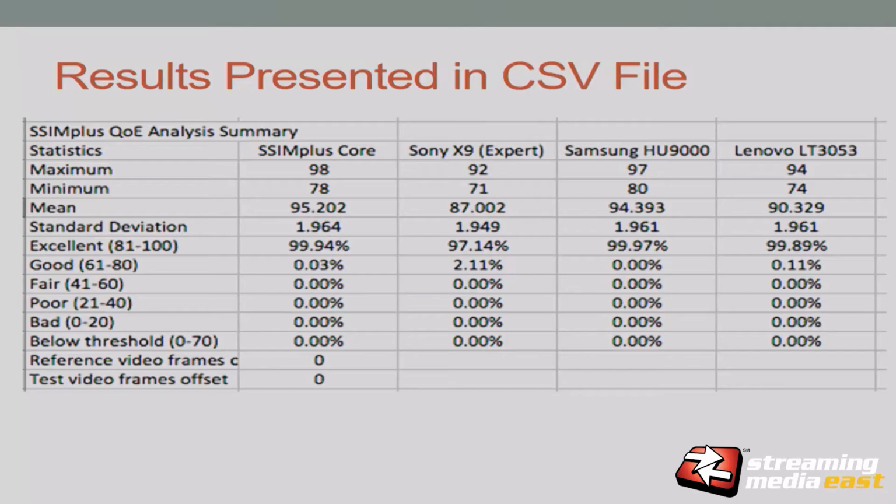The results are presented in a CSV file. So you see the SimPlice scores, the first column, and that's kind of an overall score. And then we see the scores for the Sony X9, which is a 4K TV, the Samsung, it's another, and then a Lenovo monitor. So we see that the 4K TV in expert mode assumes that you've got a person 2 feet away looking at the pixels, and that's the score that they predict.